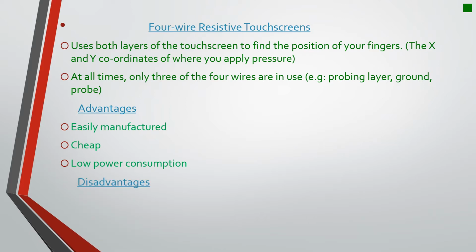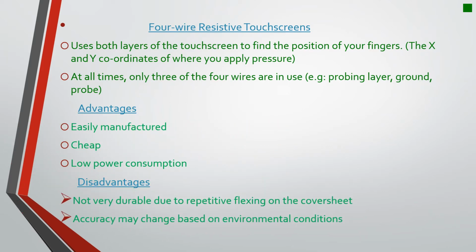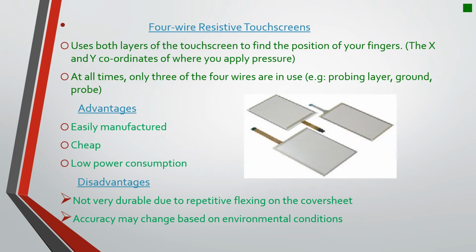But there are some small issues with resistive touchscreens. I mean, they're not really durable because you're always flexing the cover sheet on the top. Also, because of environmental conditions, the accuracy has a tendency to drift. However, this issue can be solved and will be solved by several other variations of resistive touchscreens.